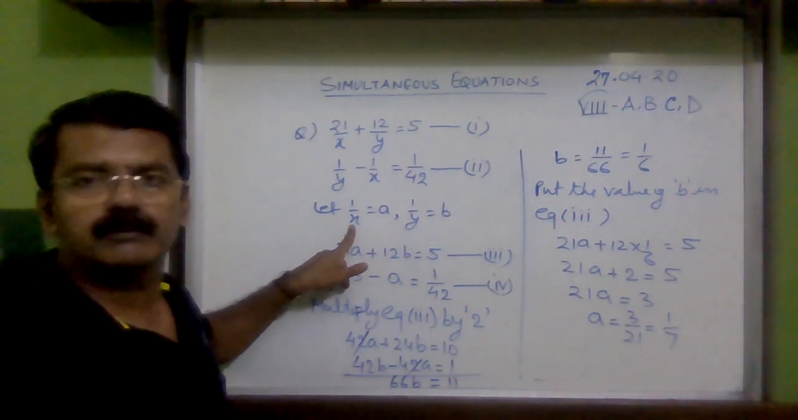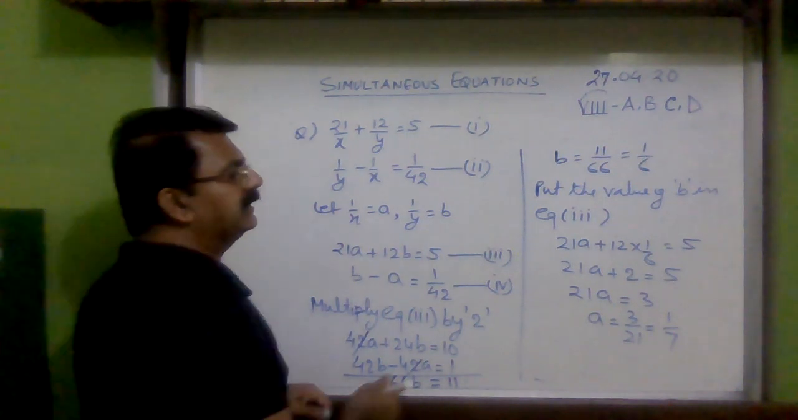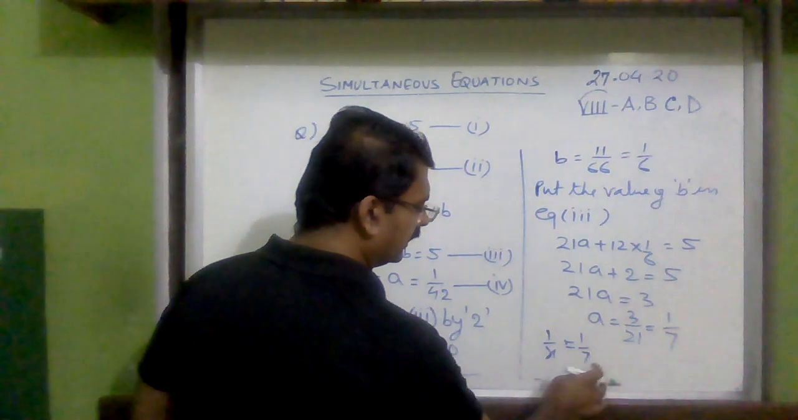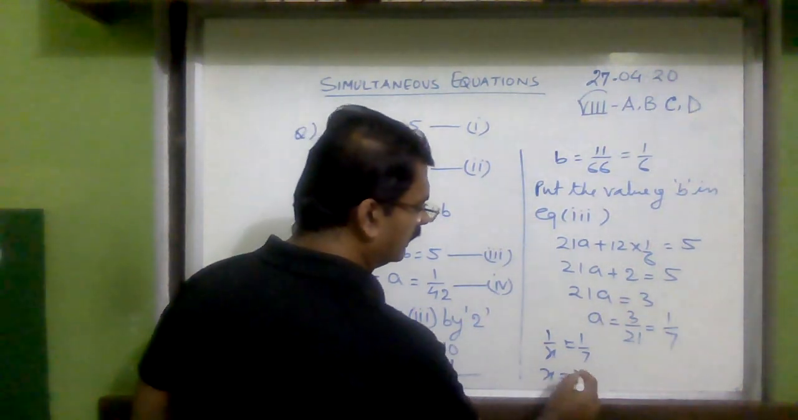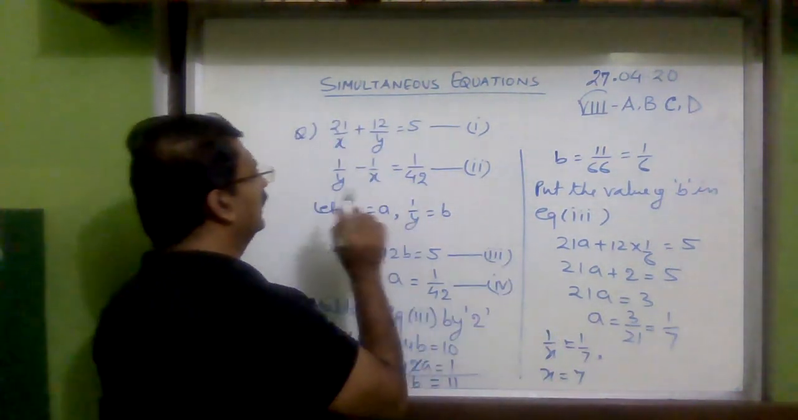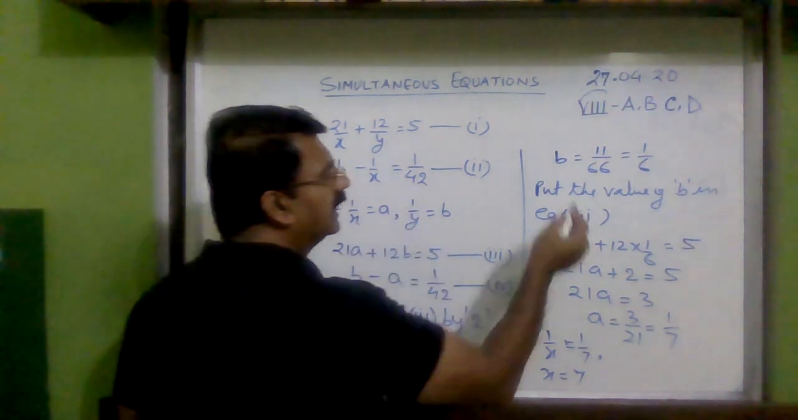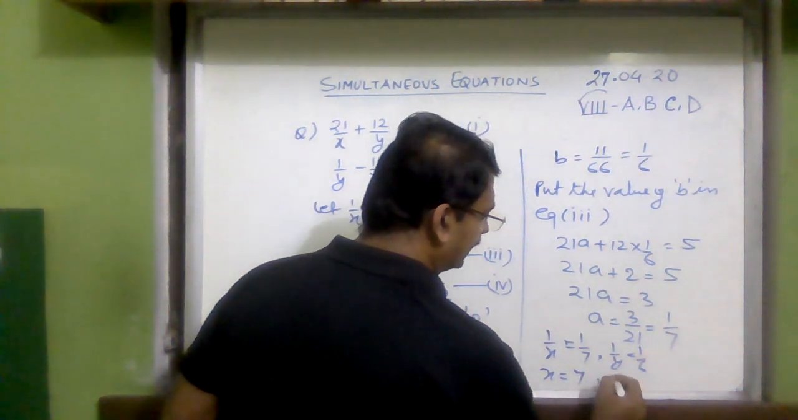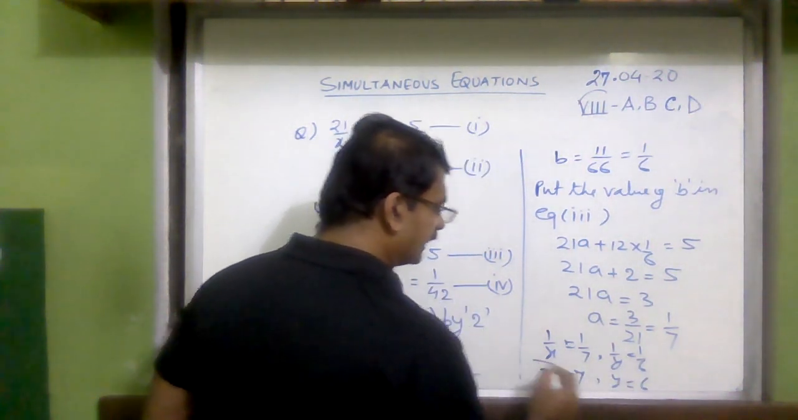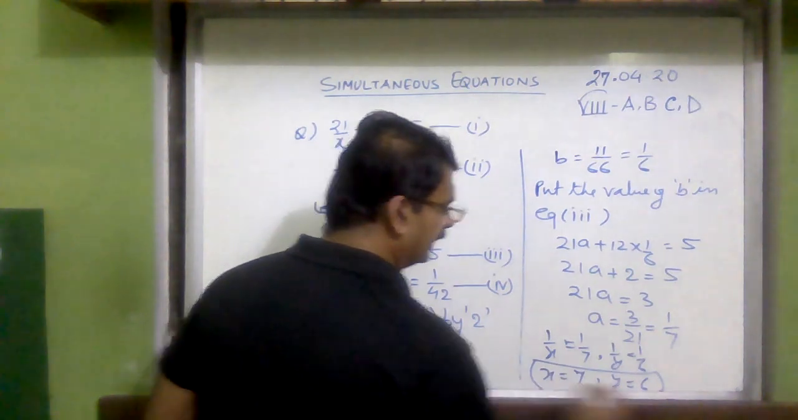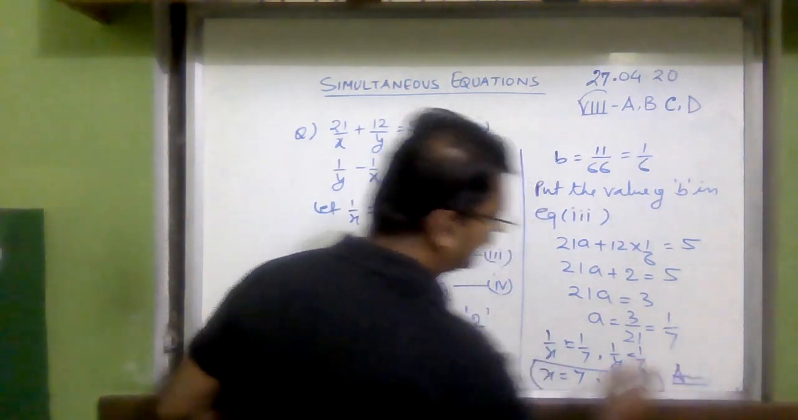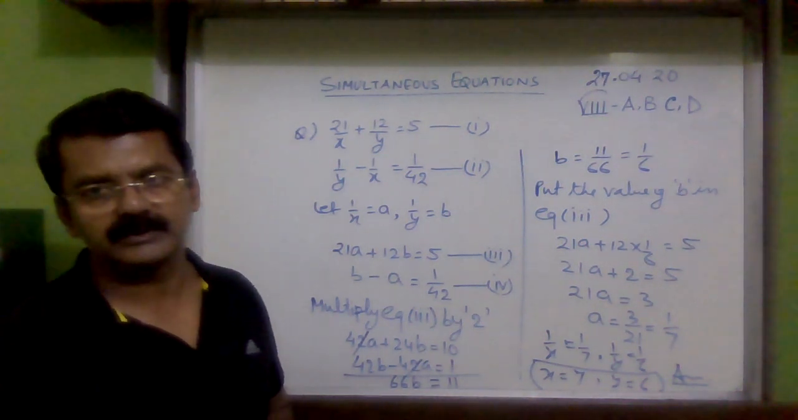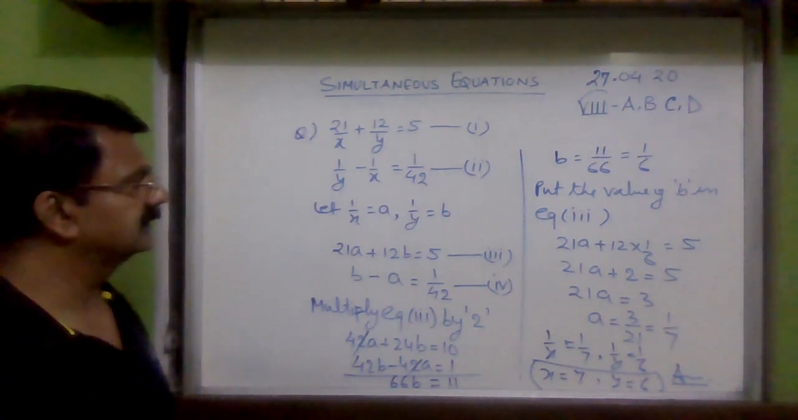So a, we have assumed 1 upon x as a. That means 1 upon x will be equal to 1 upon 7. Means x will be equal to 7. And similarly, we have assumed 1 upon y as b. So 1 upon y is equal to 1 upon 6. That gives you y is equal to 6. So our answer will be x is equal to 7 and y is equal to 6, and that is your answer. x is equal to 7 and y is equal to 6. Okay.